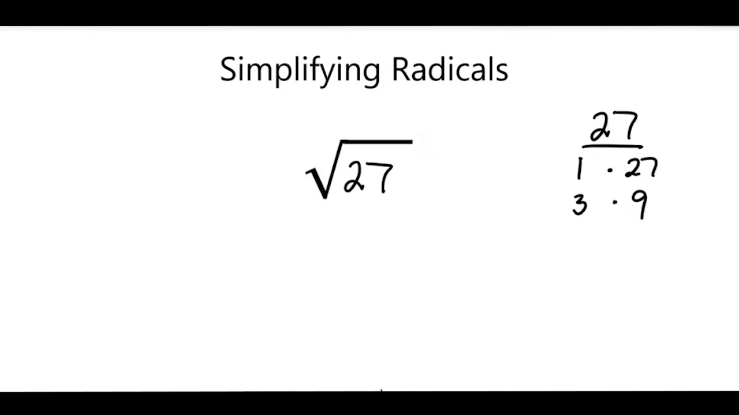Now, do you know the square root of any of those numbers? I know the square root of 9. The square root of 9 is 3. So what I'll do is rewrite this as the square root of 9 times the square root of 3. And since I know the square root of 9, which is 3, I'll rewrite this as 3 times the square root of 3. And that is how you simplify radicals.